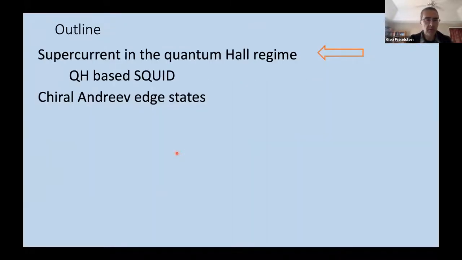So the outline for the talk is pretty straightforward. I will talk about the supercurrent and eventually quantum Hall-based squid, and then the main part of the talk will be on Andreev edge states.